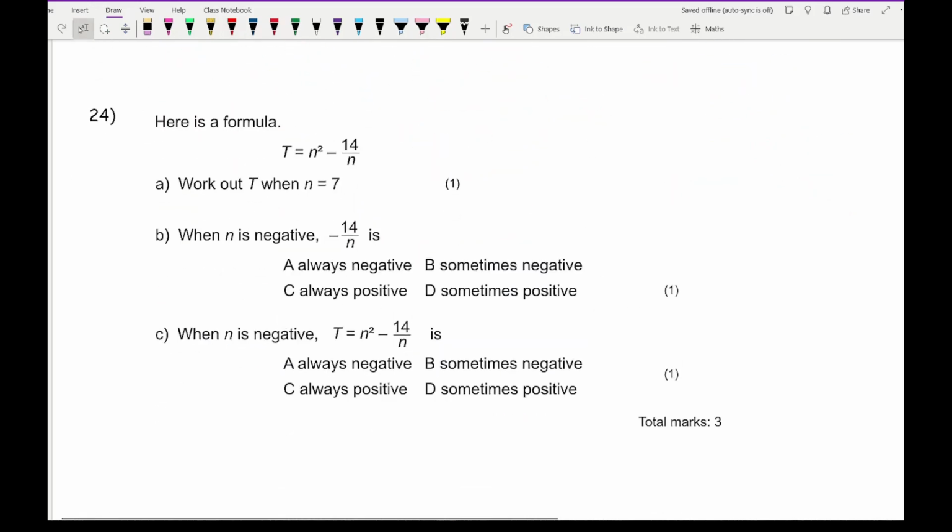Moving on to question 24, it says here is a formula, and it says work out t when n equals 7. So what I want to do is just substitute 7 for n. So t equals 7 squared minus 14 over 7. So that's 49 minus 2, which is 47.